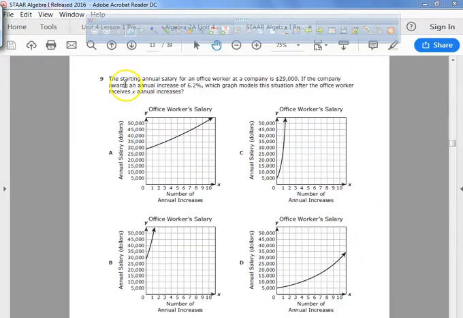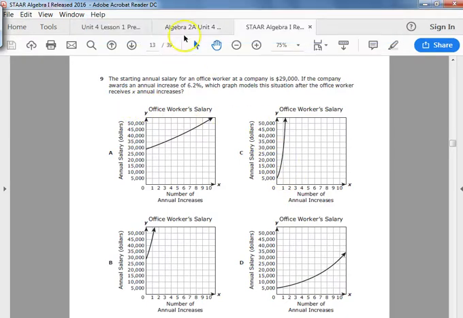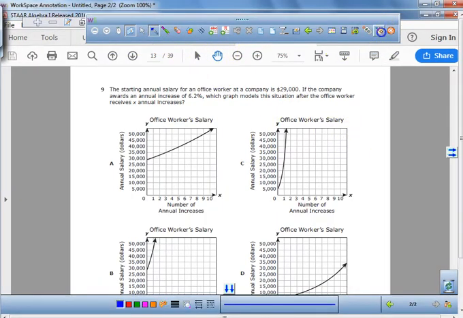Right here it says the starting annual salary for an office worker at a company is $29,000. The company awards an annual increase of 6.2%. Which graph models the situation after the office worker receives an annual increase?